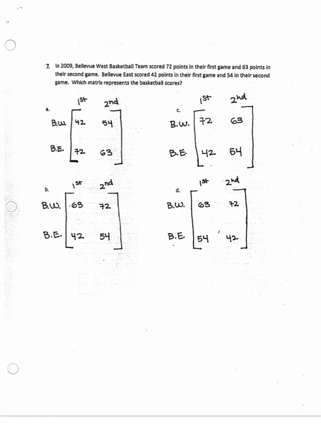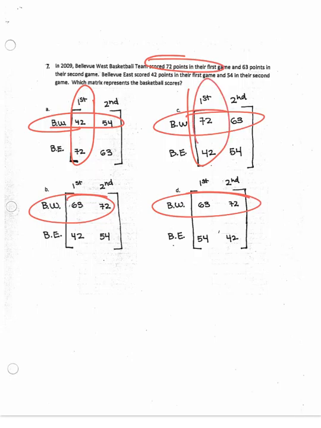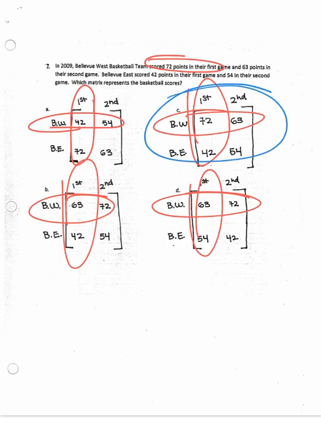All right, in 2009, Bellevue West basketball team scored 72 points in their first game and 63 in their second game. So I want to look at just that alone. Bellevue West scores 42 and 54, 72 and 63, 63, 72, and 63, 72. But in the question they said they scored 72 points in their first game. So then I look at the first game. Well, the only matrix that's got 72 in the first game is option C. So C is the correct choice.